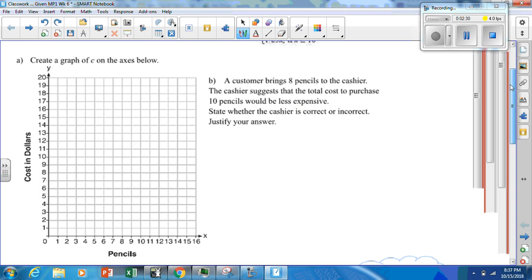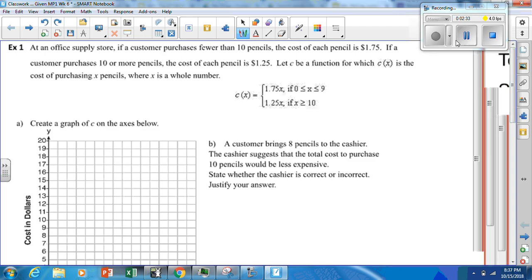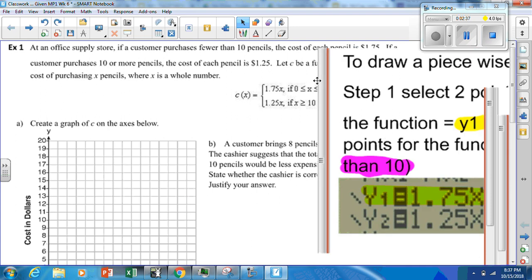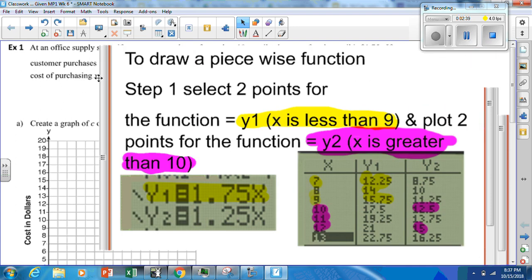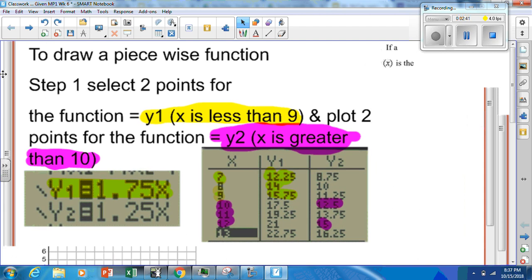So where to start? Well, the beauty is you guys have worked with Mr. McCray long enough. You know I want to break this thing down into small, bite-sized pieces. So please consider the following. To draw a piecewise function, because that's what this is, step 1, select 2 points for the function.